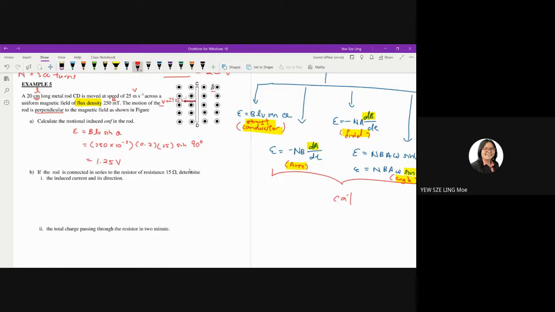Now let's look at question B. It asks you to calculate the induced current if this rod is connected in series to a resistor of resistance 15 ohm. Now, what does it mean? If you look at this diagram, there's no resistor in the diagram. Remember what I told you before: whenever you have a straight conductor, you imagine there's a loop. If you have just a straight conductor, what is actually going to happen?